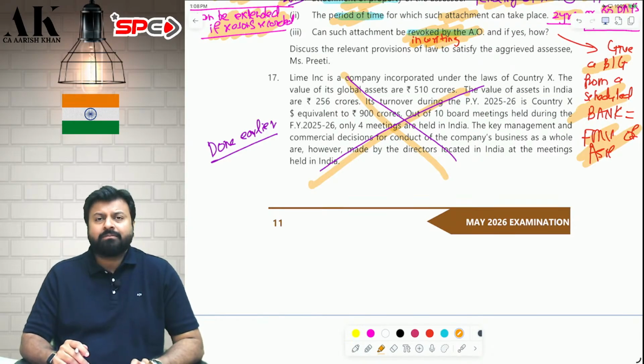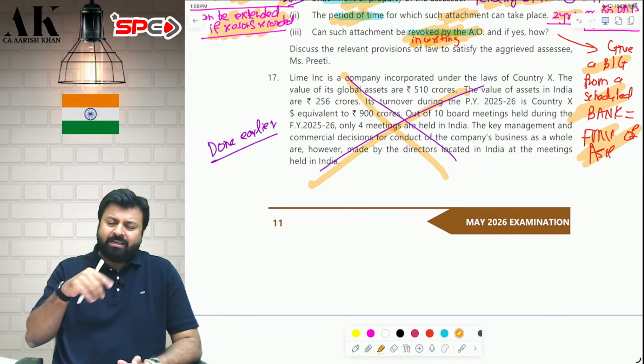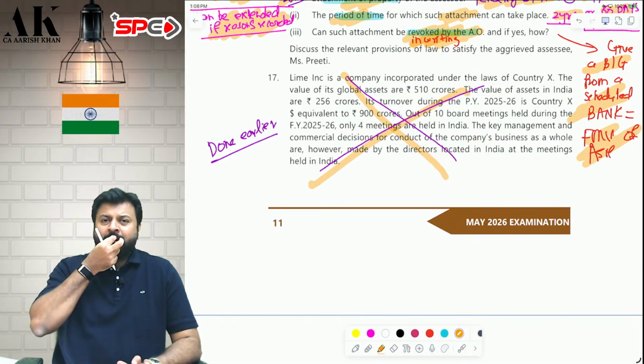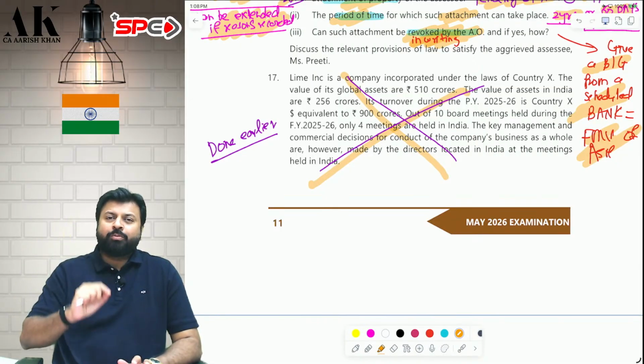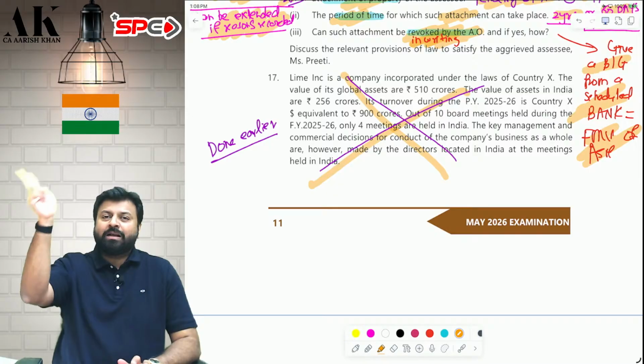Next question we have already done. You can check it earlier. I'll just give you the synopsis also if you don't remember. We have done it in an earlier RTP. There is a foreign company which has become resident in India due to POEM. So now the foreign company has become resident in India due to POEM.